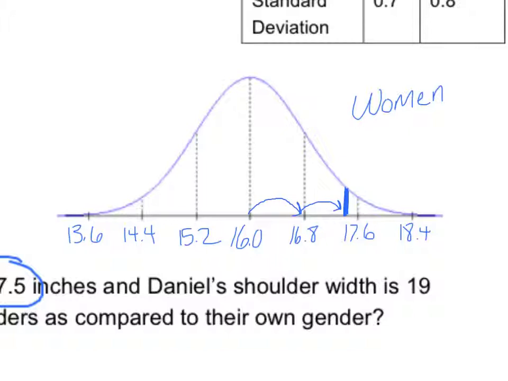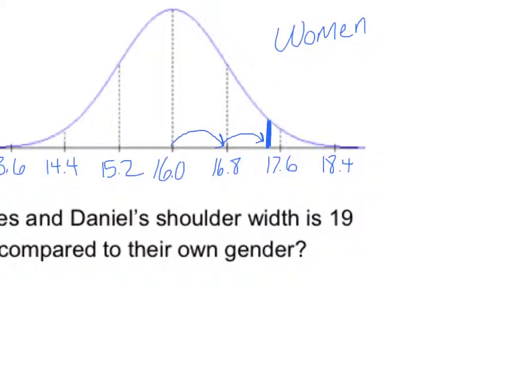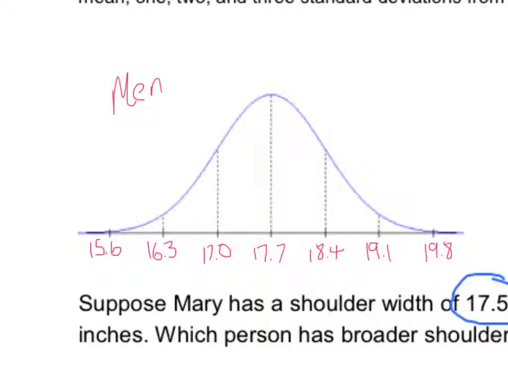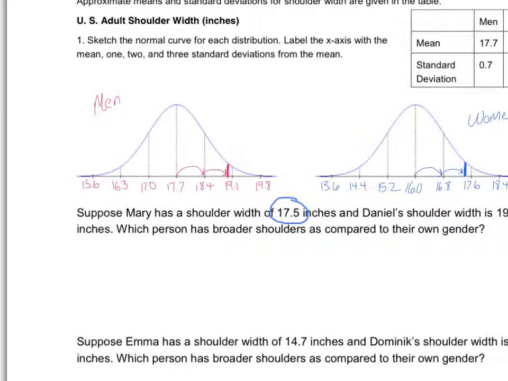Now let's take a look at Daniel. Daniel had a shoulder width of 19 inches. When we look at his shoulder width, his would probably be about right here, right? If that's 19.1, then about 19 is about right there. Notice that his shoulder width is about 1 and some change, not exactly 2. So how are we going to compare these two? Well, let's figure out how many times exactly each person is higher than the mean when we're just comparing using standard deviation.